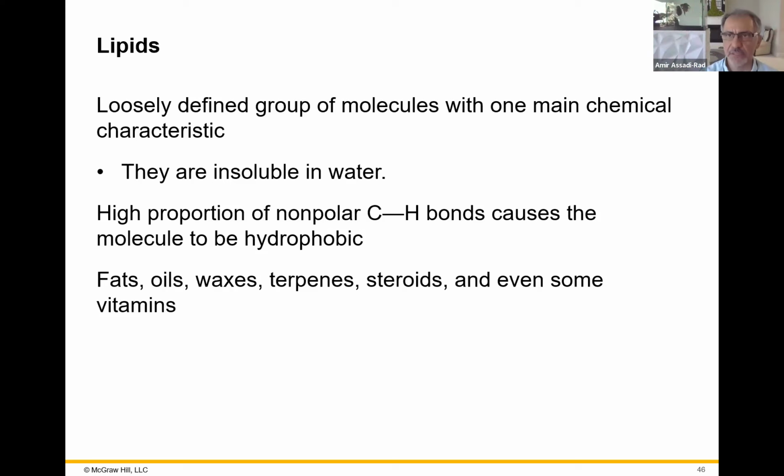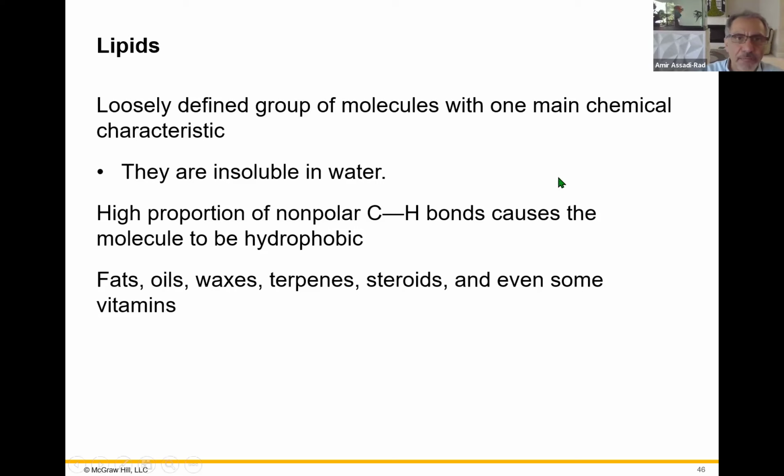They're not polymers because they do not have repeated units. For carbohydrates, the repeated unit was glucose, for example. For protein, it was amino acid. For DNA and RNA, it was the nucleotides.